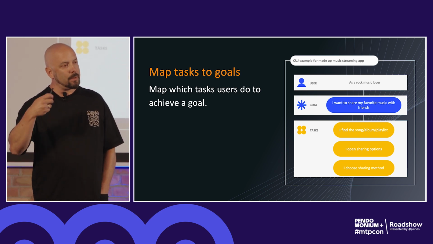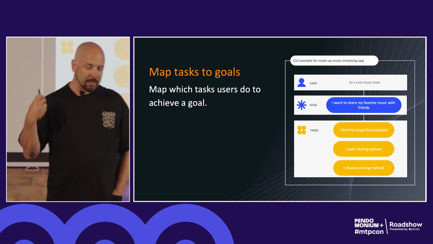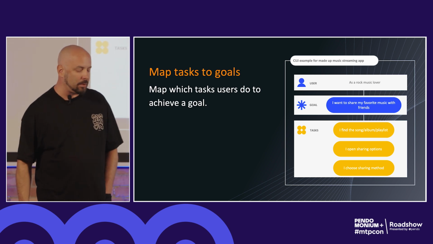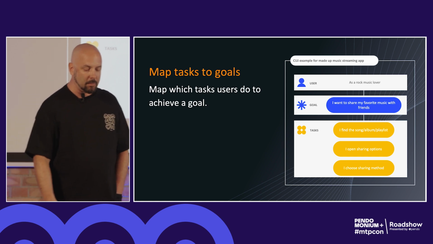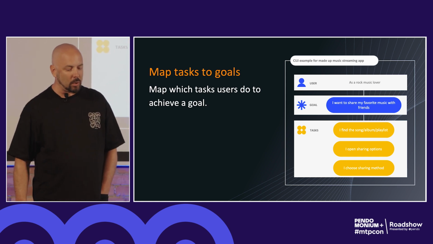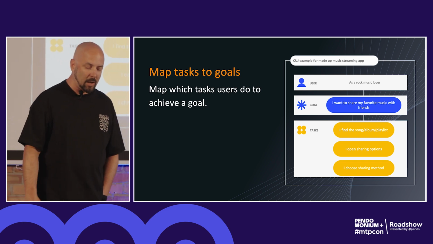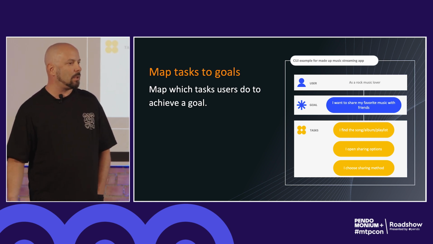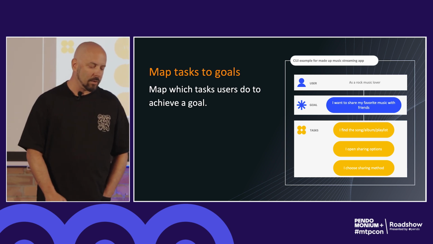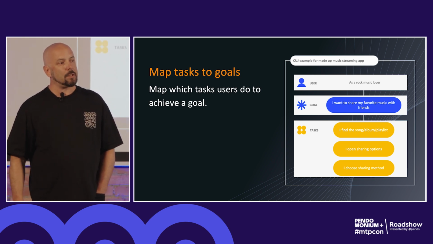And then you map goals to tasks, right? So here is an example for this made-up music streaming app. As a rock music lover, I want to share my favorite music with friends. So that's my goal. And the tasks are, I find the song, album, or playlist, I open the sharing options, I choose the sharing method, and I share it. These are the tasks I need to do to share a song with a friend. So now we have to find what needs to be done to achieve that goal.